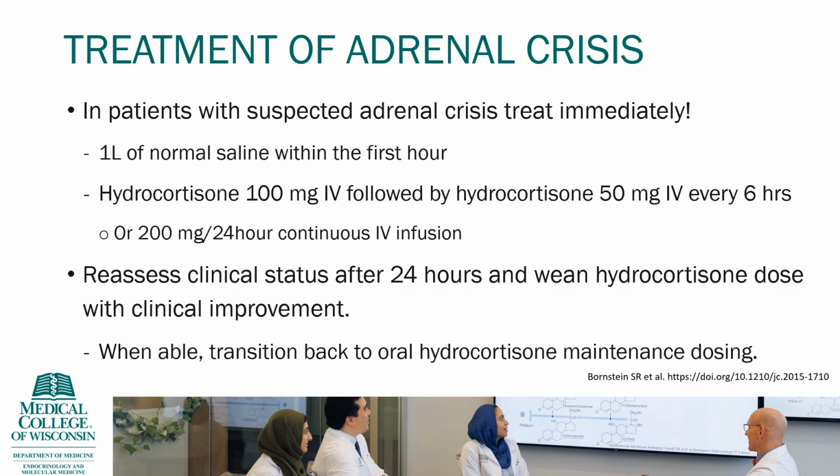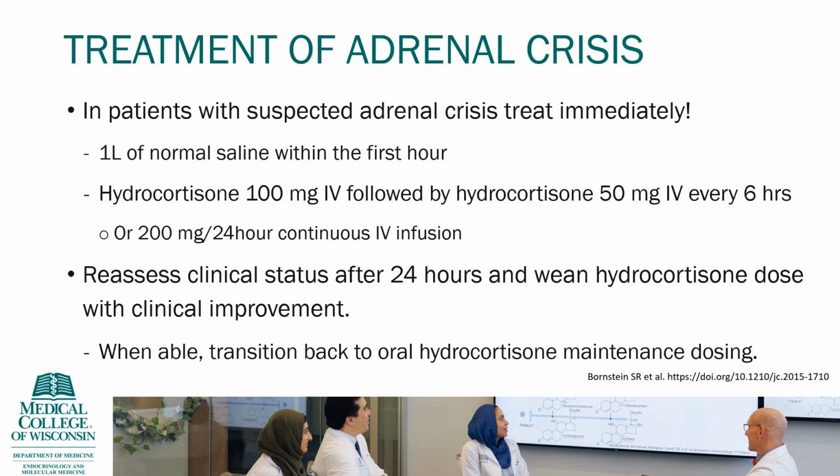So any patient with suspected adrenal crisis, we would suggest giving IV hydrocortisone 100 milligrams immediately, followed by 50 milligrams IV every 6 hours. Or alternatively, they can get 200 milligrams per 24 hours with a continuous IV infusion, whichever is preferred. In the US, usually an initial bolus and then Q6 hour hydrocortisone is generally preferred, whereas in some other parts of the world, the continuous infusion is more regularly used.